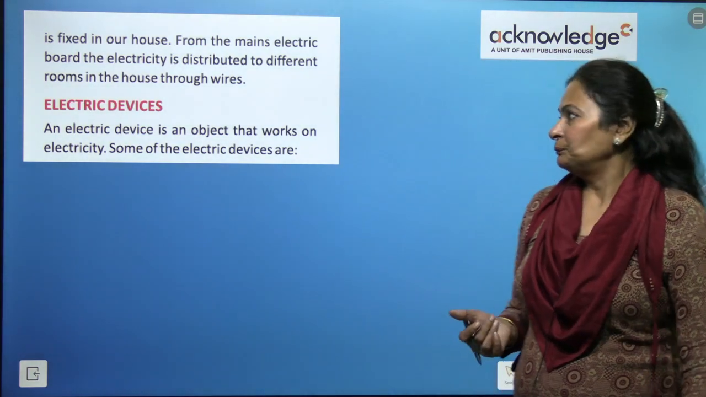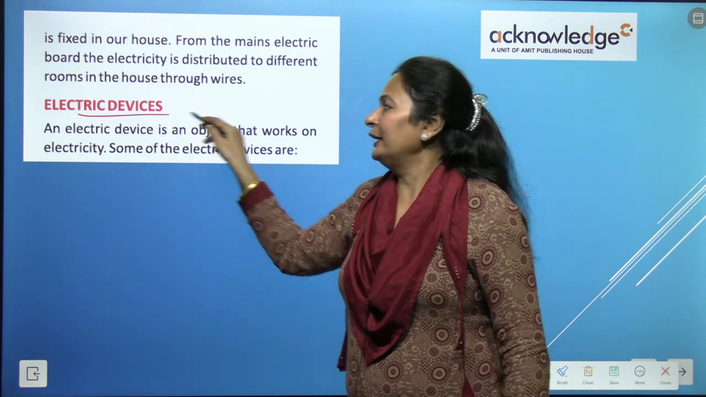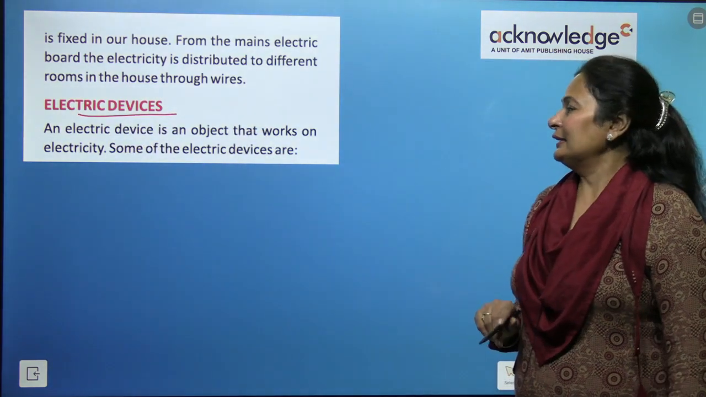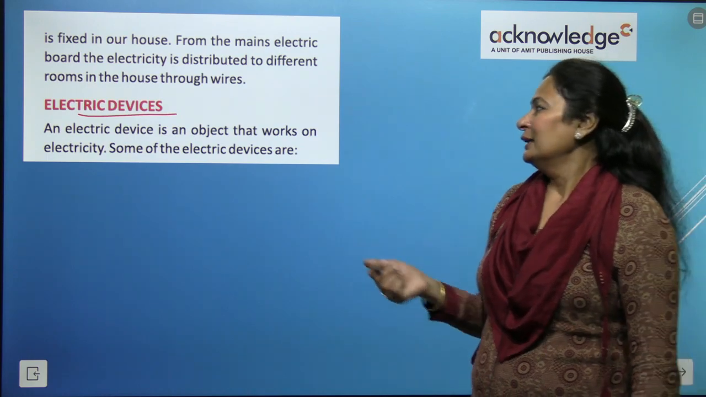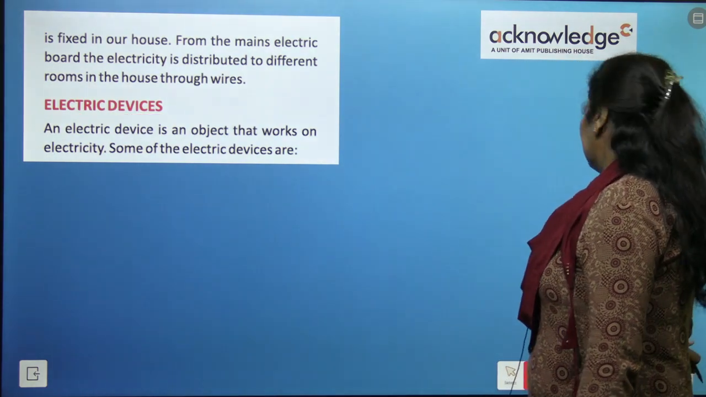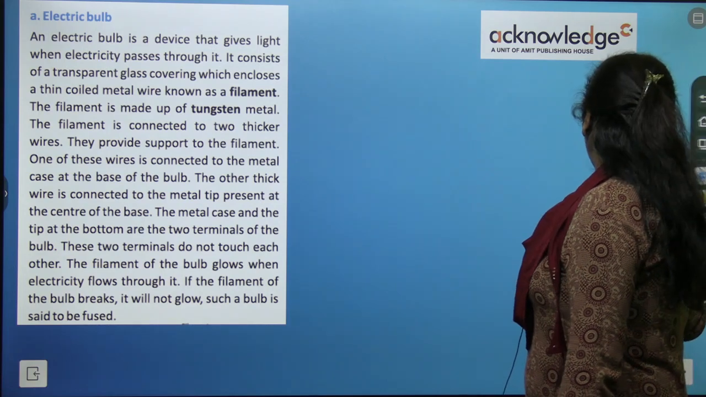for the electricity. Now, electric devices. An electric device is an object that works on electricity. Some of the electric devices are the electric bulb.